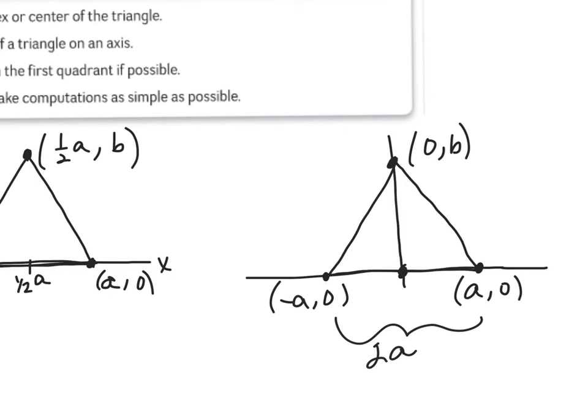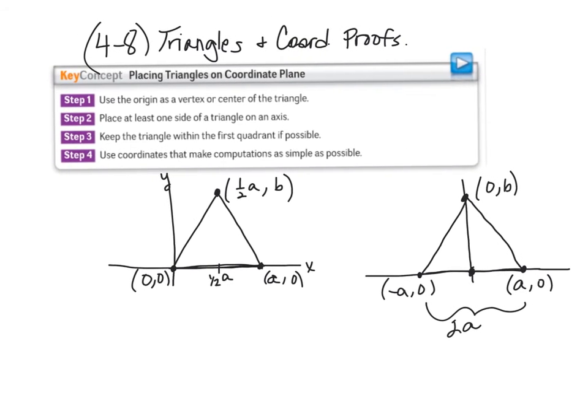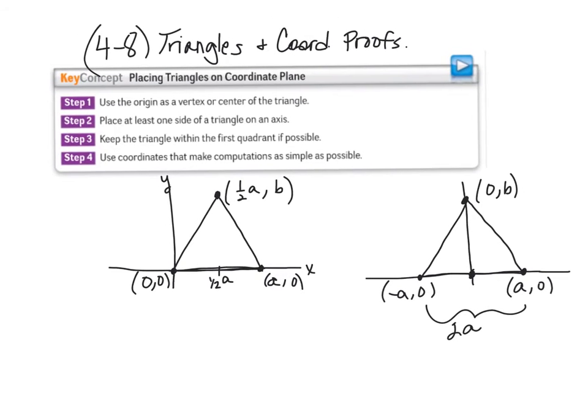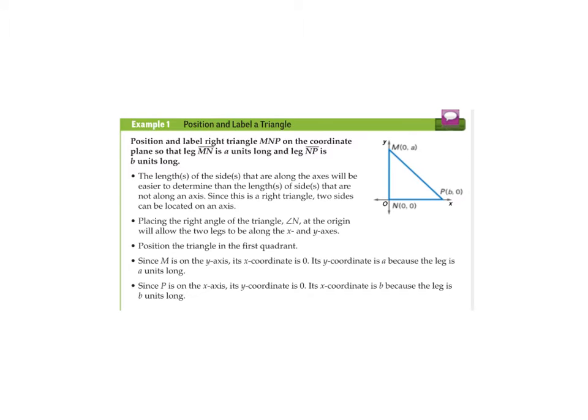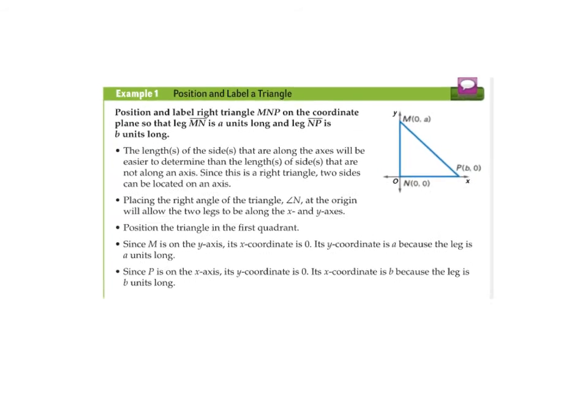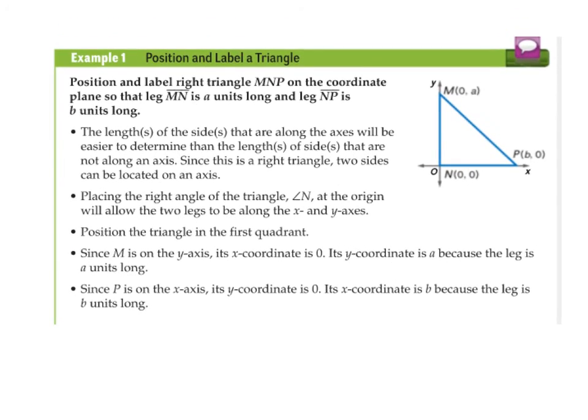Okay, so these are the steps that you take when you want to place a triangle on the coordinate plane. Now let's position and label a triangle. This is an example out of the book, and I'm going to read over it with you. We want to position and label a right triangle MNP on the coordinate plane so that leg MN is A units long and leg NP is B units long.